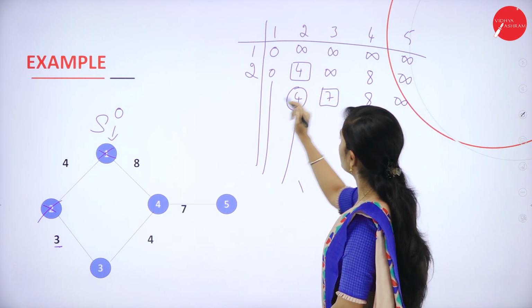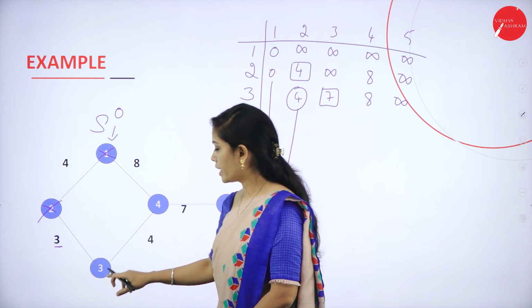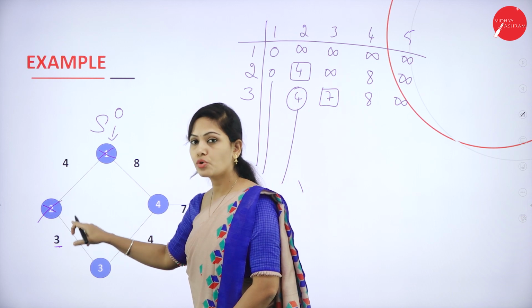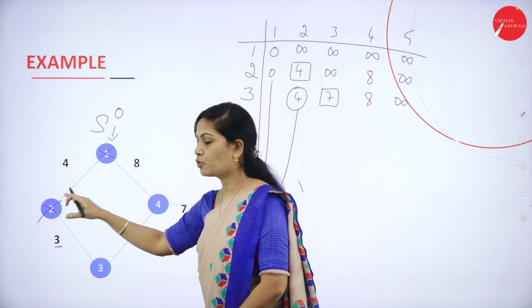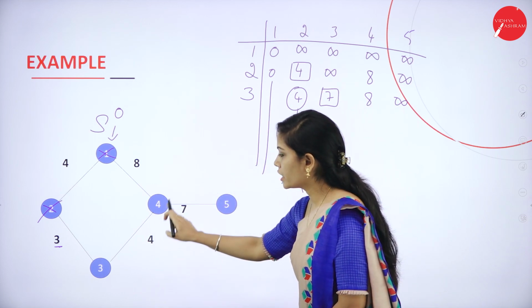So 7 comes under vertex 3. I'll write vertex 3. Vertex 3 is connected to vertex 4 and vertex 2. Vertex 2 I have already visited, so no need to go back to vertex 2. Now vertex 3 is connected to 4.